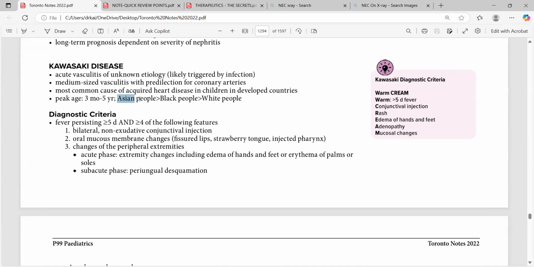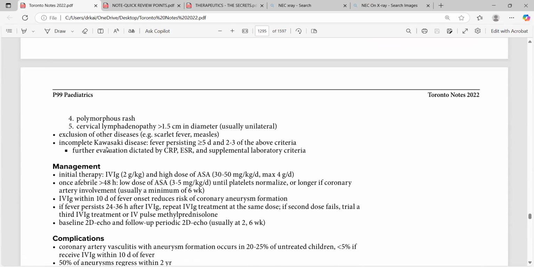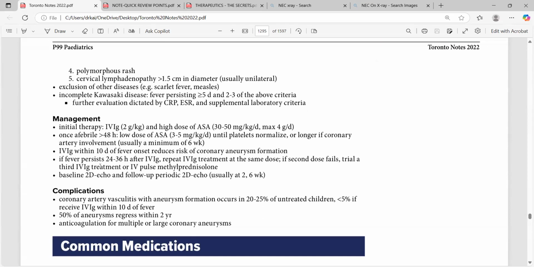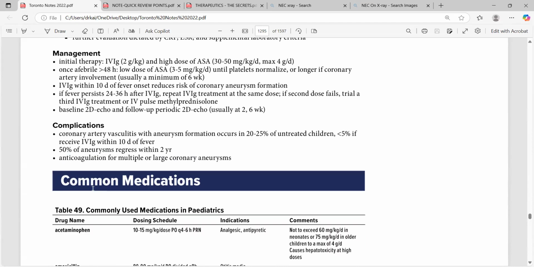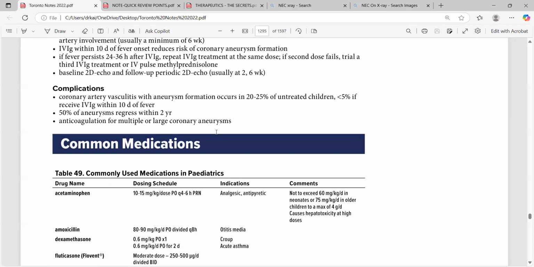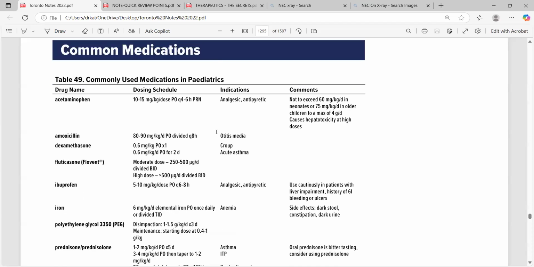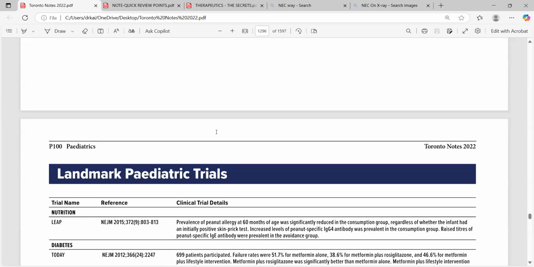So it's more common in Asian people. It can cause heart disease, mainly aneurysm formation. The one they are looking for is aneurysm, because 50% of the children usually have large coronary aneurysm. Okay. So I think that's about it from the pediatrics.